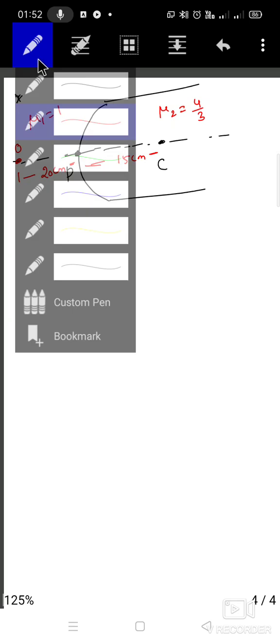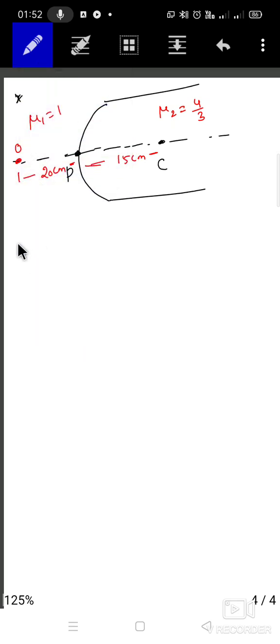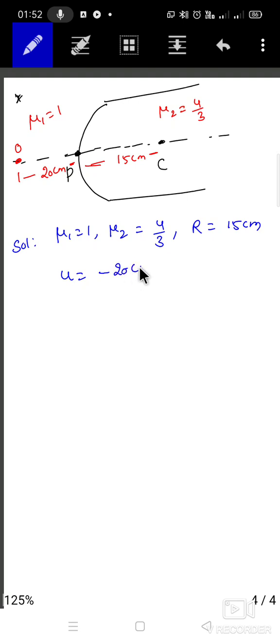Now we go for the solution. Let us see what is given. Mu1 is equal to 1, mu2 is equal to 4 by 3, and the radius of curvature on this side is plus 15 centimeters. The object distance is always negative, opposite direction, so minus 20 centimeters. Now the position of the image is the question mark.